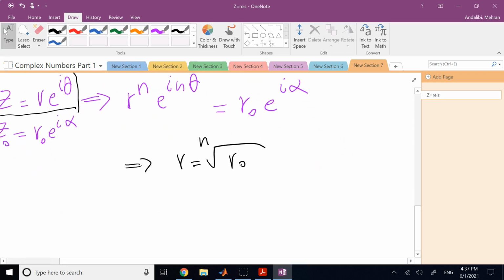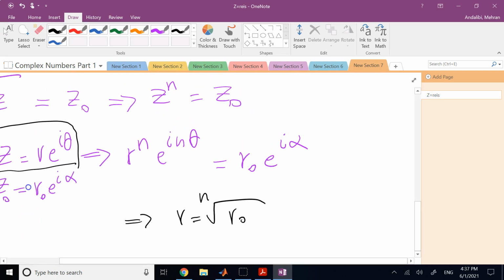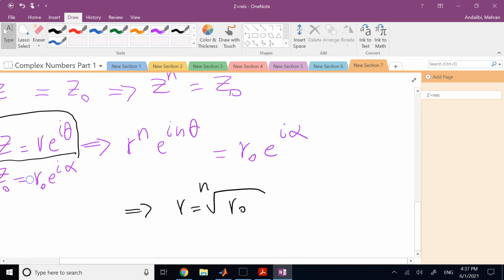What about the angle? This n theta should be equal to alpha, or since this function is periodic, if I add 2 pi over n to it, the result of this exponential is not going to change. Because this guy, as you know, e to the I n theta, is the same as e to the I n times theta plus 2 pi over n.